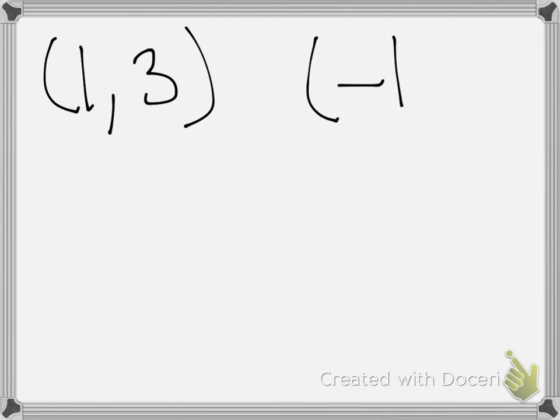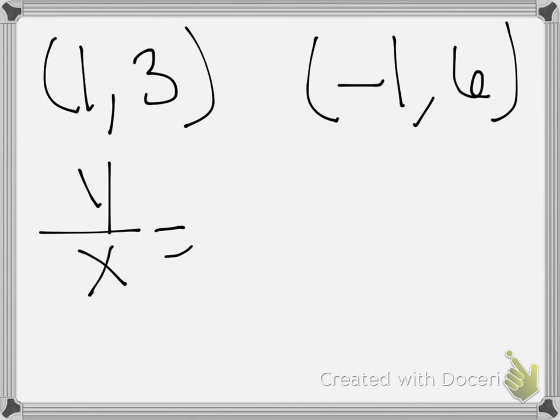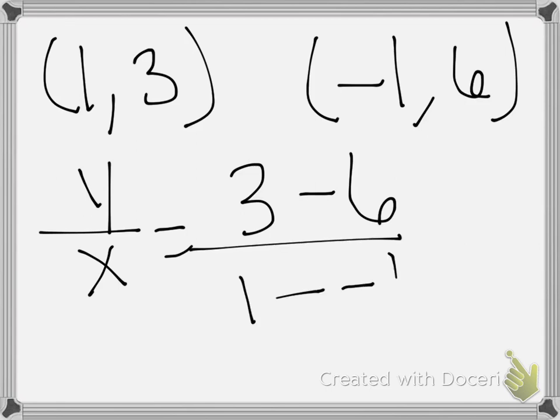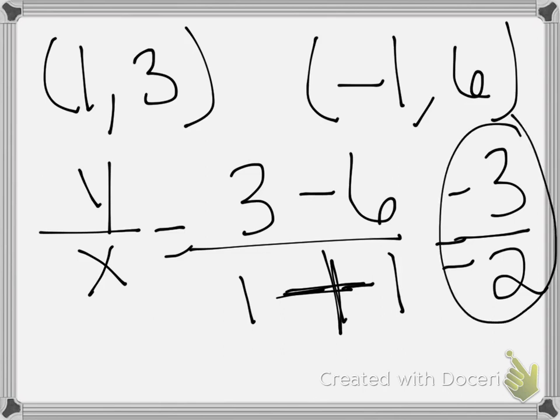Let's try another one. 1, 3 and -1, 6. Again, the y goes on top over the change in x. So we can do it the other way. 3 minus 6 over 1 minus -1. 3 minus 6 we know is -3. 1 minus -1 turns into a positive. So my slope here is -3 over 2. Again, the change in the y over the change in the x.